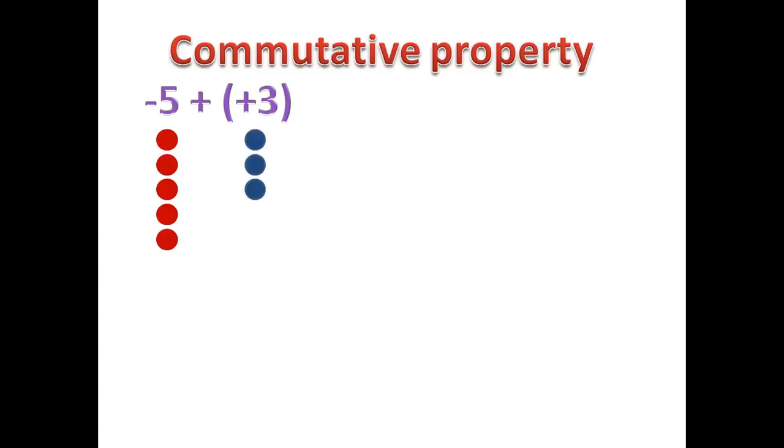So let us go for the next property, that is commutative property. Look at the example, -5 added to +3. Now here 3 negative points and 3 positive points, that becomes 0. So remaining is 2 negative points. So the answer is -2.